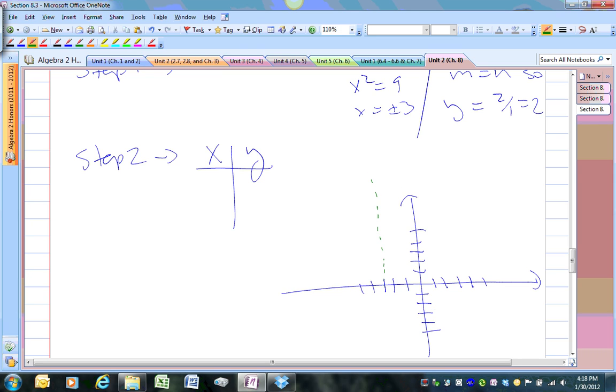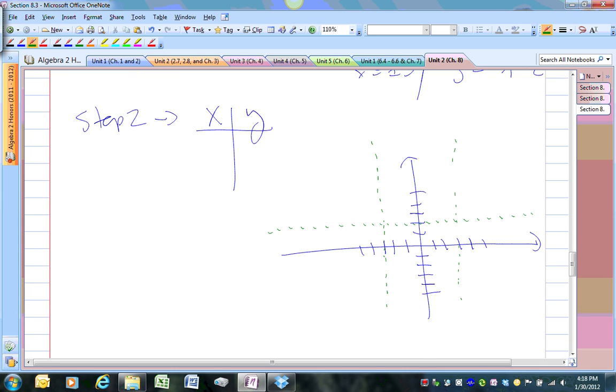So we have an asymptote here. We have an asymptote here. And I'm going to have an asymptote right here. So actually we have 6 regions. So what I want to do is pick an x value in each region. So I'm going to go with 4, 0, and -4.